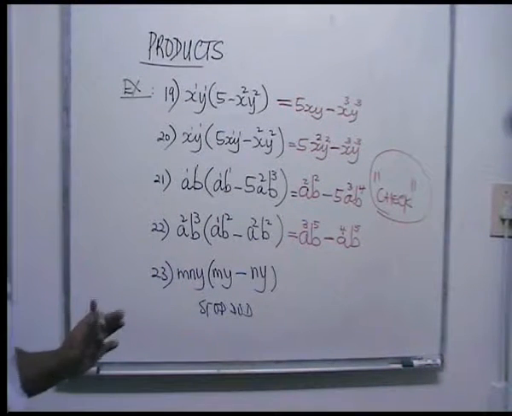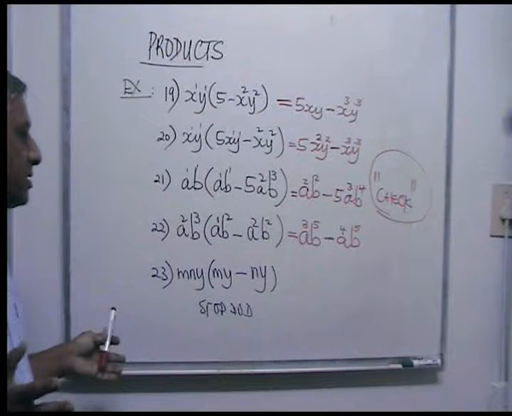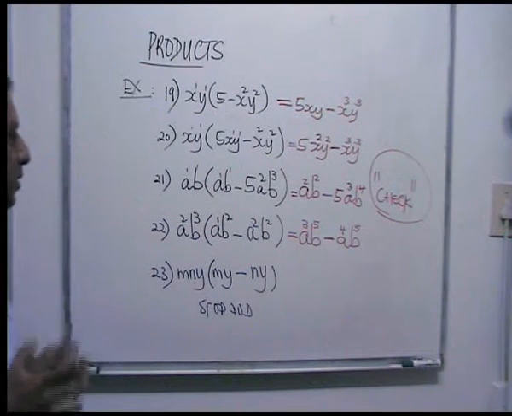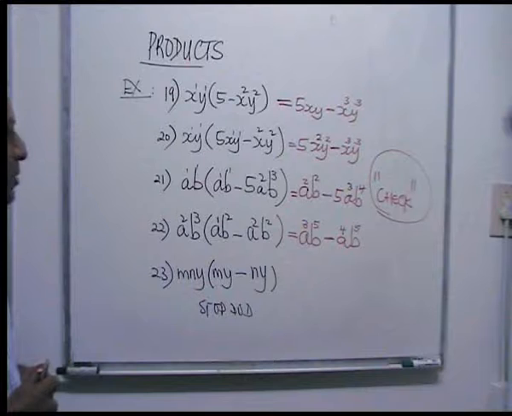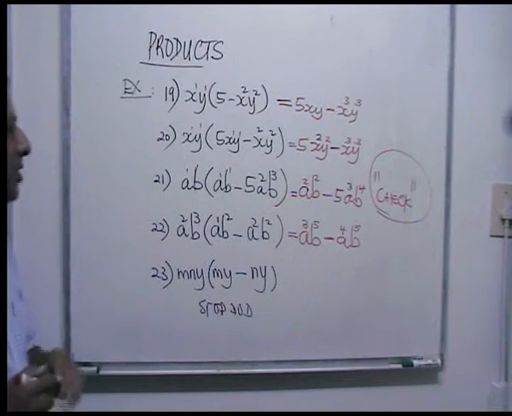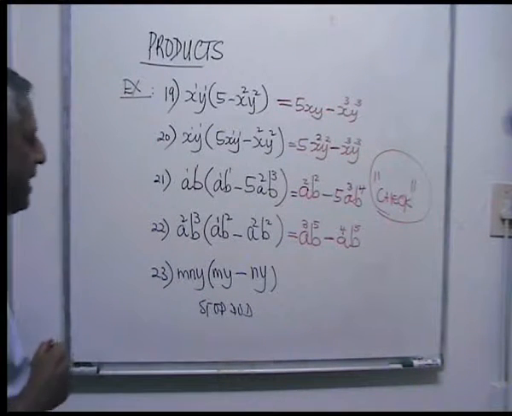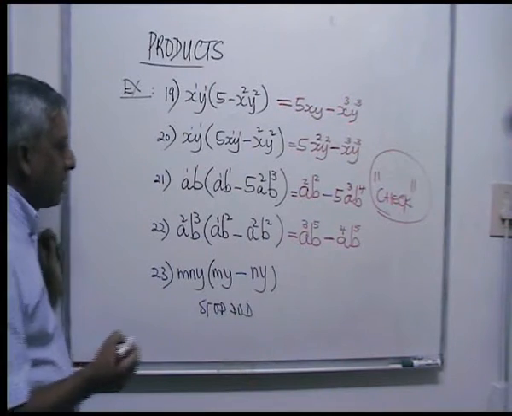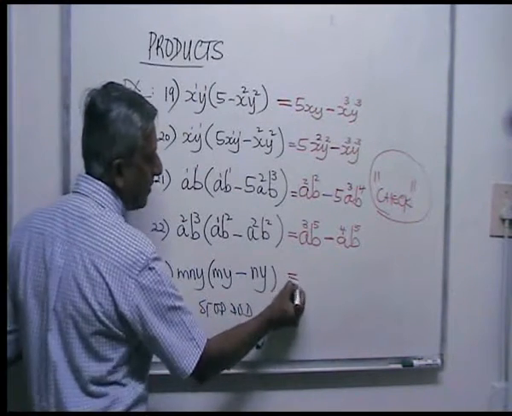So you see, if you don't know your rules of powers, you'll be in trouble. You've got to know your rules of powers, which is basically write down the common base once and add the indices. Alright, let's do number 23.